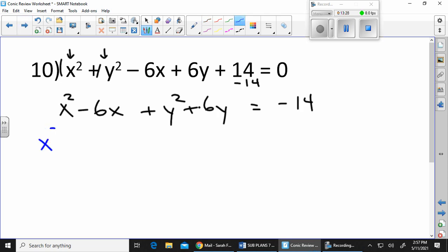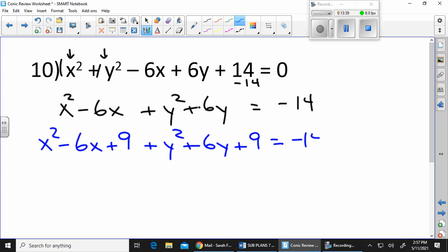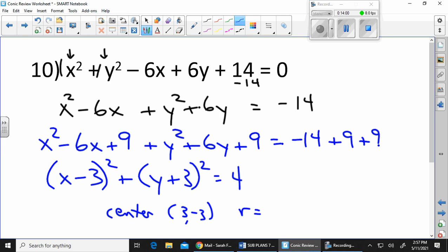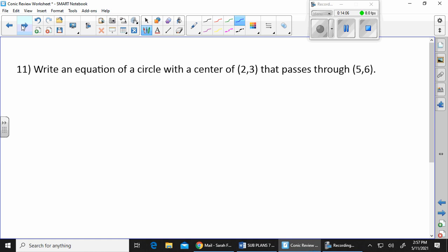Complete your square. You don't have to take anything out. Half of 6 is 3. Going to do the same thing over here. Half of 6 is 3, so 3 squared is 9. But you got to add 9 twice. Okay, so then that's x minus 3 squared, y plus 3 squared, and that's going to give you 4. It's a circle. That is the equation of a circle. Center, 3, negative 3. Radius is the square root of 4, which is 2. So that's all your graphing.